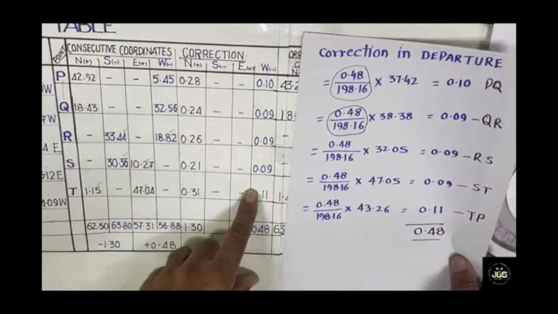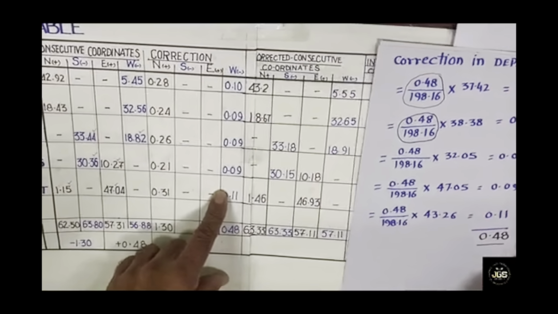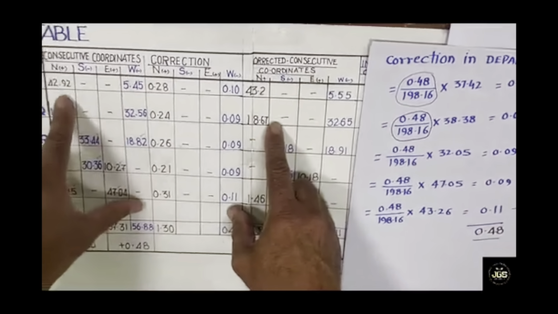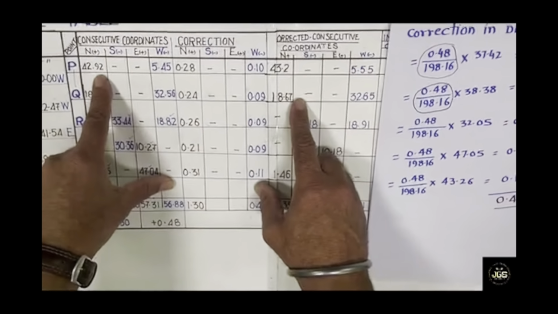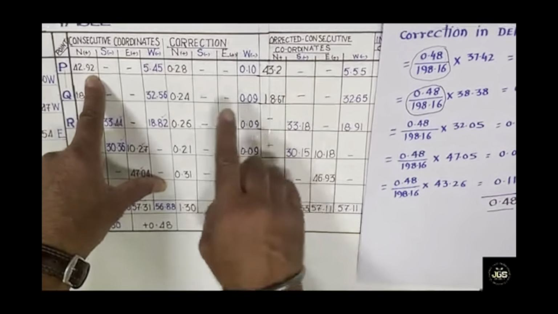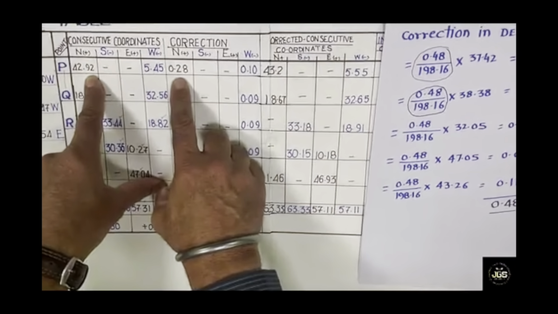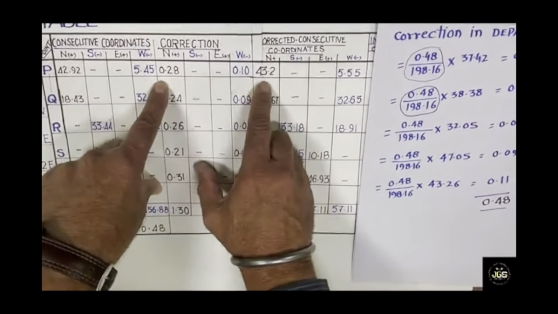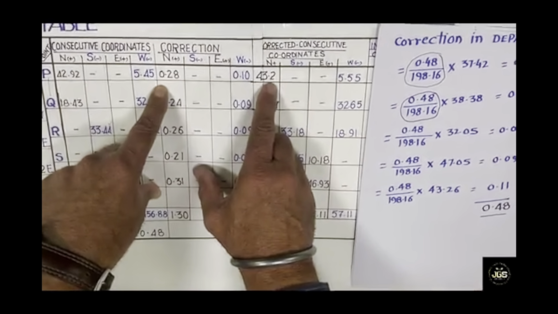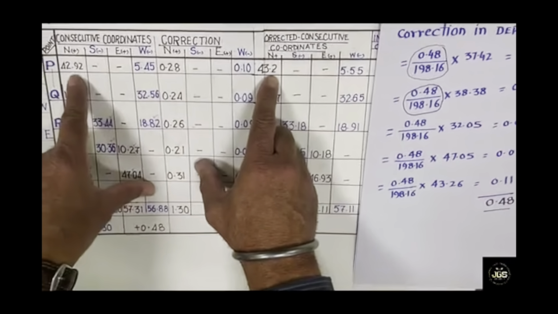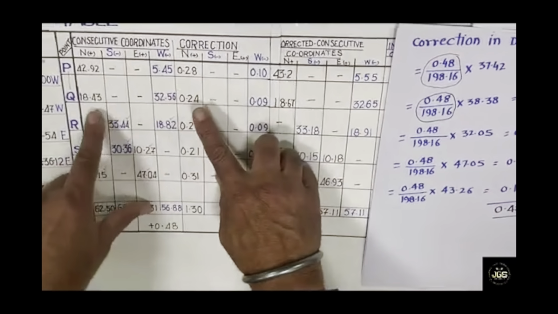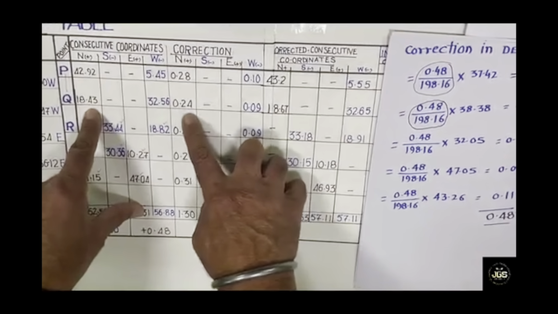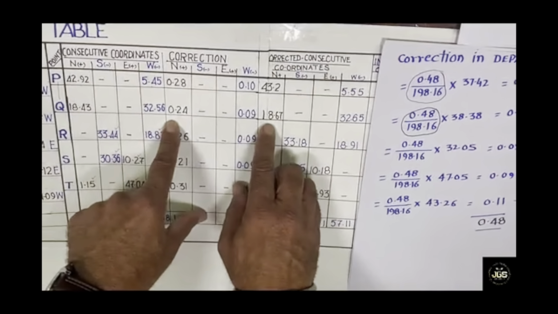So after this is very important. Now when we are going to calculate the corrected coordinates, here for point P it is 42.92, so here you add 0.28 to it, because north and north are both in the same column, so its corrected coordinate will be 43.2. Okay, I added this 42.92 plus this. Similarly here, this coordinate is in the north column, this correction is in the north, both are positive, add it and write down over here.